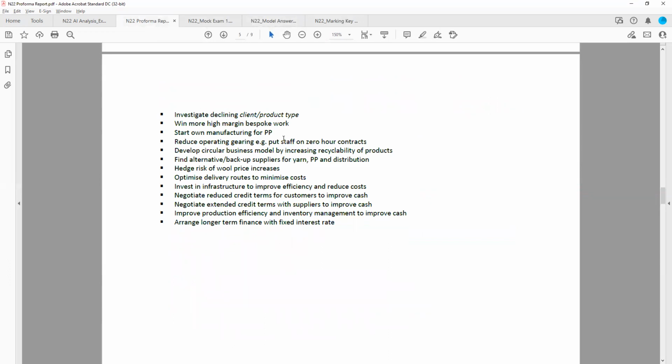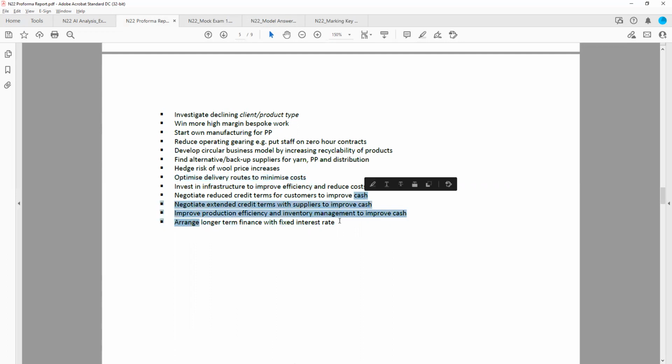And then we could suggest some other recommendations. So start manufacturing for PP. That's probably what we're going to be looking at in a requirement 2 or requirement 3. Reduce operating gearing in anticipation of a downturn. Develop a circular business model. Find alternative suppliers for yarn, for PP and distribution. In all of those, they're relying on a single supplier. Hedge the risk of wool price increases, possibly. I mean, it's hard to hedge over the long term, but in the short term, you could use some derivatives to do that. Optimize delivery routes and minimize cost.